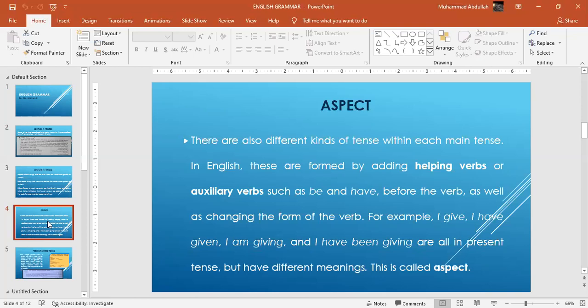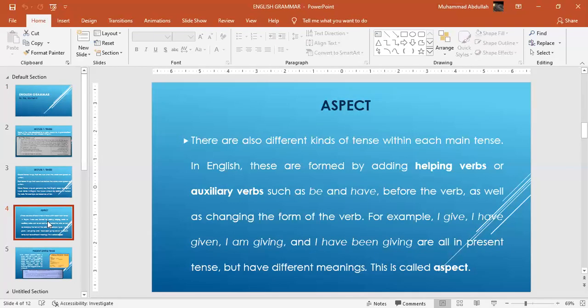Let me explain what we understand by be. Be verbs are those which include is, am, are, and was and were. These are 5 verbs. These are called be verbs. And have. This is one way of forming aspects. Aspects are also formed by changing the form of the verb, right?